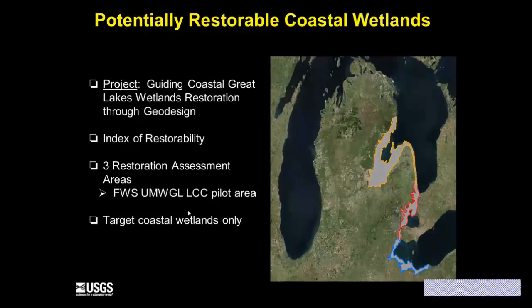In this context, geodesign is the integrated use of geospatial and many other data types in the planning and decision-making process to make a built landscape better. We completed the analysis on coastal wetlands in three geographies contained within the LCC pilot area: Western Lake Erie, outlined in blue, the connecting river systems, outlined in red, and what we're calling the Saginaw Bay restoration assessment, outlined in orange. So given the tools and data, what do we mean by restorable wetlands?